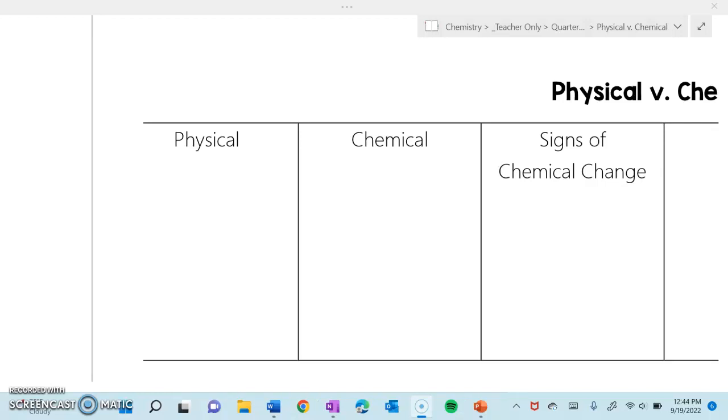Physical versus chemical. This is our third week of content in our study of matter. First week we studied element, compound, and mixture, classifying them, and then also separating mixtures. And then we looked at density and its applications for matter. And then lastly, this week we're looking at physical and chemical, these two terms, and how they're used, what they mean when describing properties and changes.